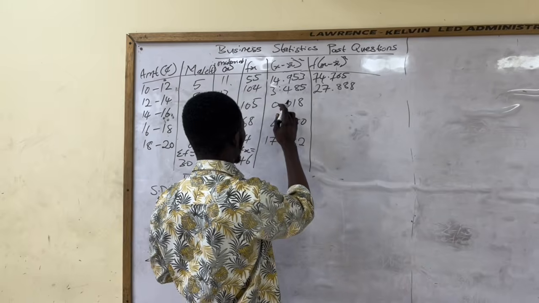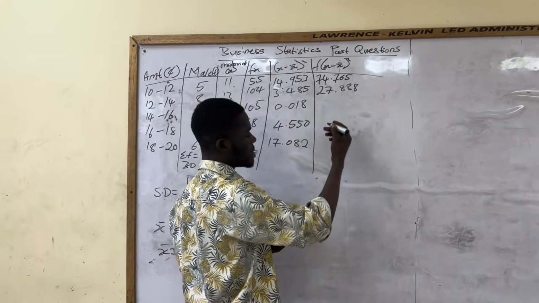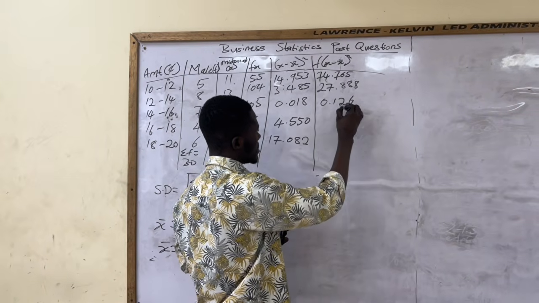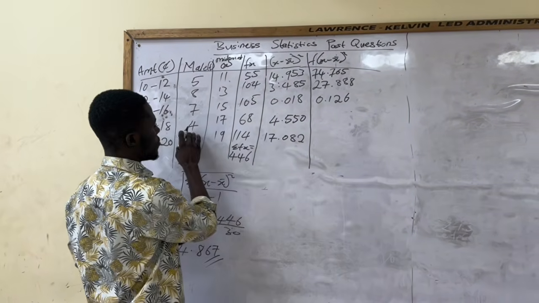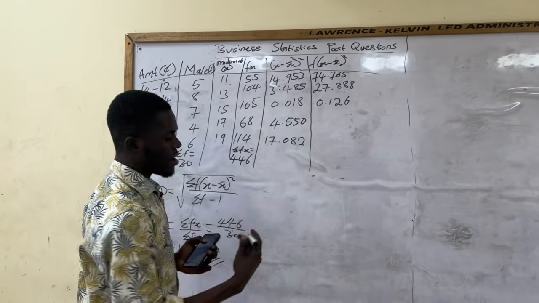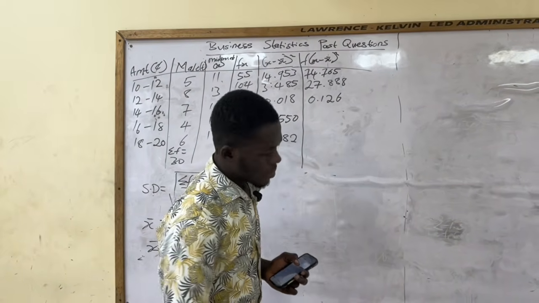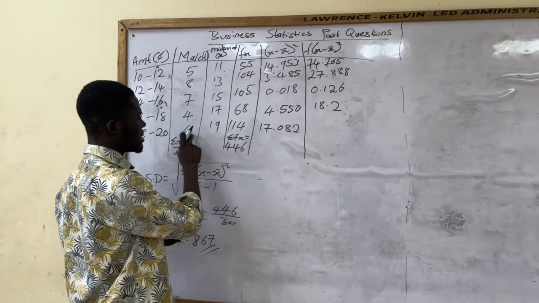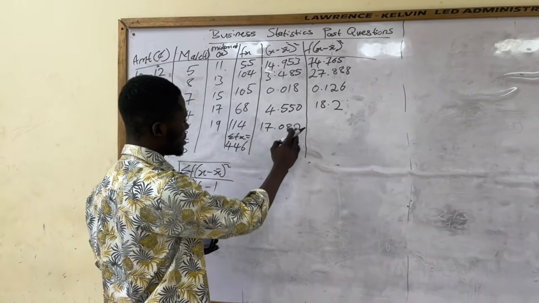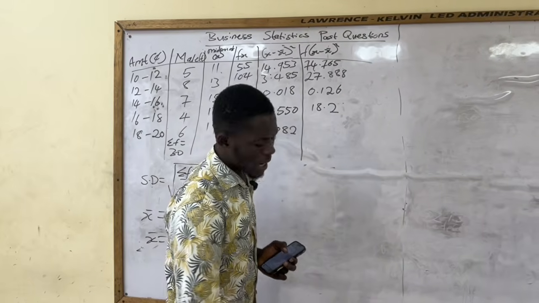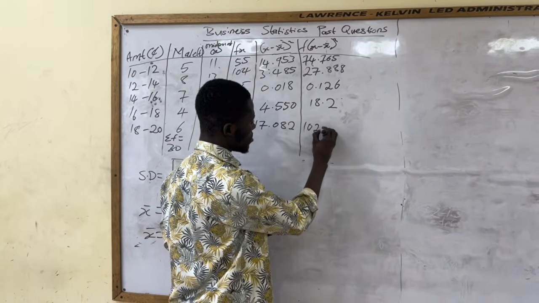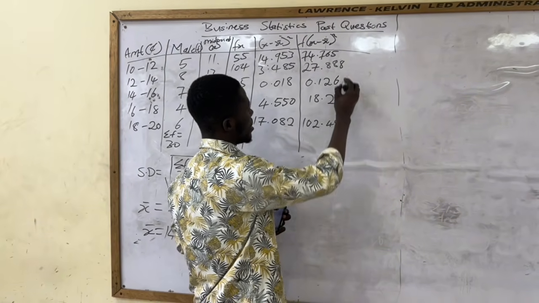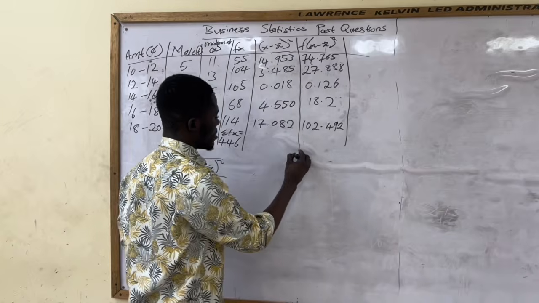Then 7 multiplied by 0.018, you get 0.126. Okay, now 4 multiplied by 4.550, we will get 18.2. Okay, then the last one, 6 multiplied by 17.082. With that one too, we will get 102.492.